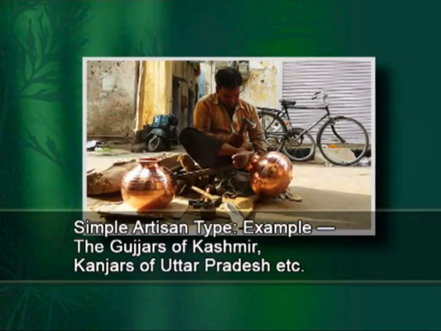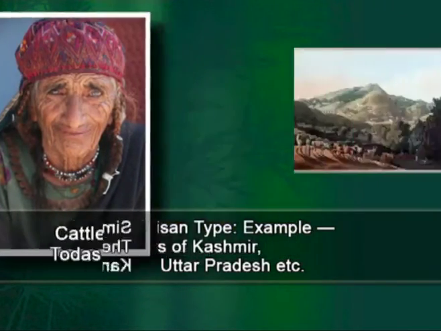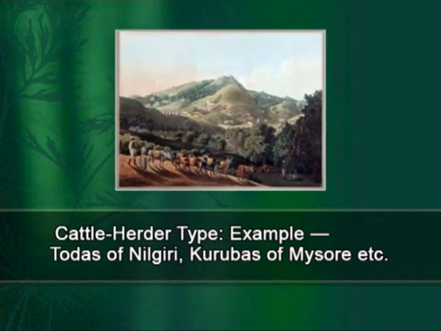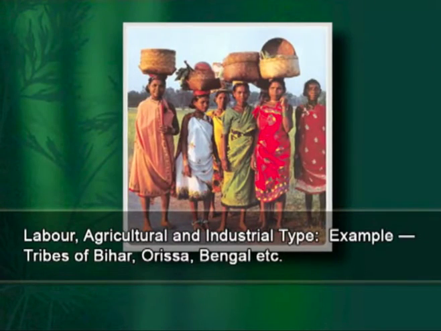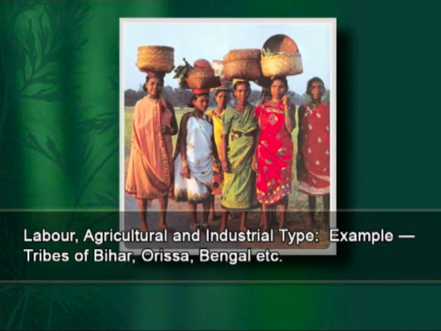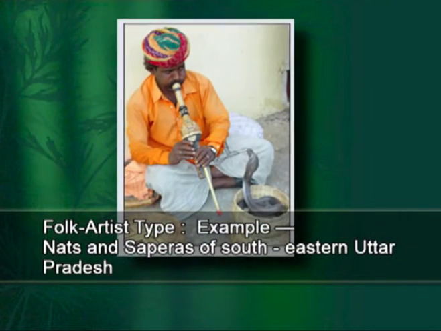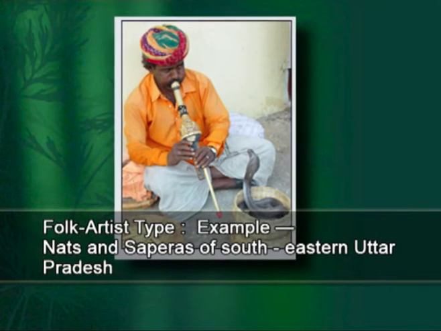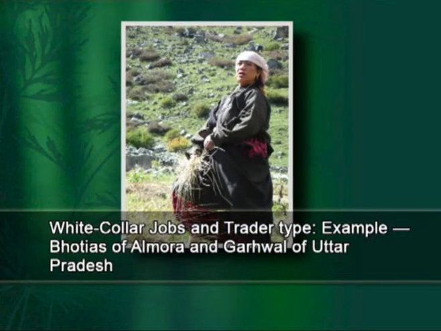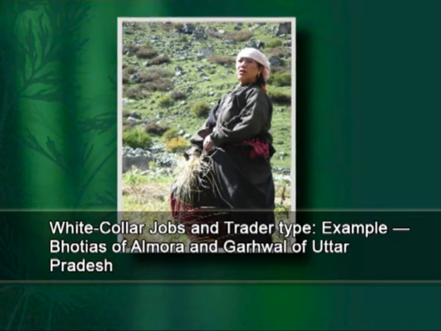Simple artisan type. Example, the Gujars of Kashmir, Kanjars of Uttar Pradesh, etc. Cattle herder type. Example, Todas of Nilgiri, Kurubas of Mysore. Labor, agricultural and industrial type. Example, tribes of Bihar, Orissa, Bengal, etc. Folk artist type. The Nuts and Saperas of southeastern Uttar Pradesh belong to this category. White collar jobs and trader type. Bhutias of Almora and Garhwal of Uttar Pradesh belong to this 8th category.